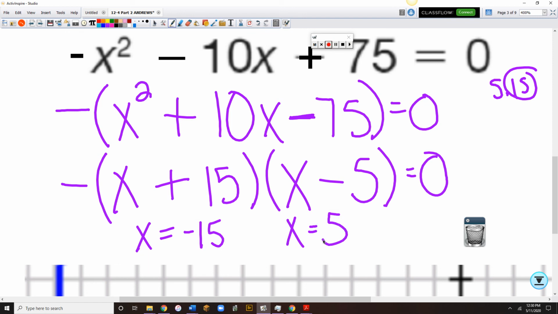Okay, now I just want to reiterate, the negative sign is factored out. We don't have to think about it anymore. It doesn't impact our solutions. All it did was pull out of the original equation.